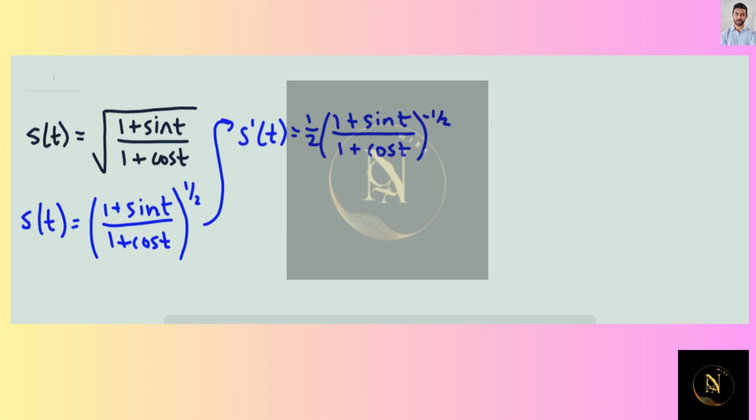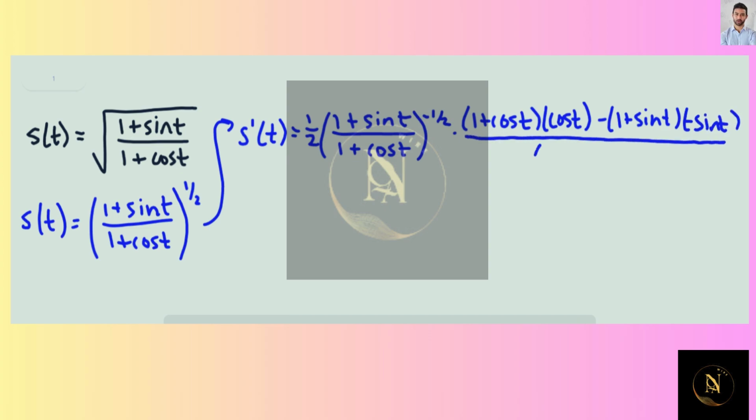Now we're going to find the derivative of the inside, and we need to use the quotient rule. So we have the bottom, 1 plus cosine t, times the derivative of the top. The derivative of sine t is cosine t. Of course, the derivative of 1 is 0. Minus the top, 1 plus sine t, times the derivative of the bottom, and the derivative of 1 plus cosine t would be negative sine t. Over the bottom squared, so that's over 1 plus cosine t squared.